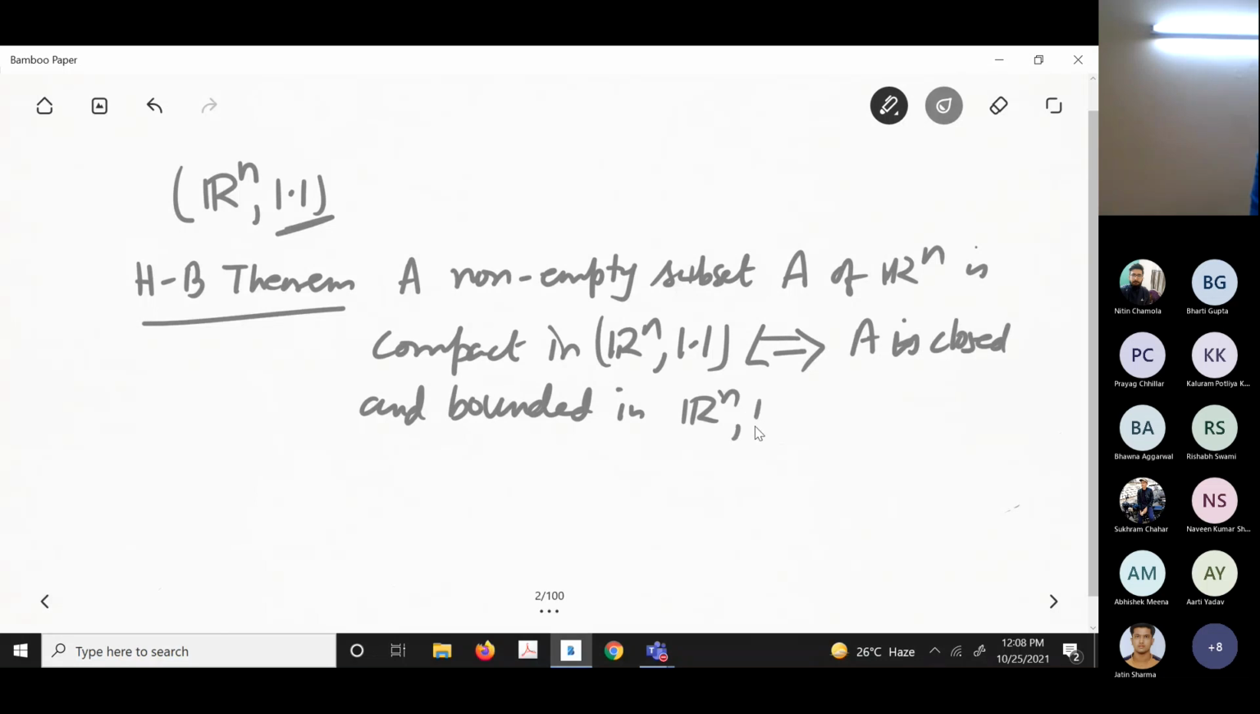Here Webster made a comment that if it is compact this way, it will happen for every metric space. So the strength of the Heine-Borel theorem actually is in this direction. That means a subset, if it is closed and bounded in Rn, then it is compact. If A is closed and bounded, then this. So this is the Heine-Borel theorem.